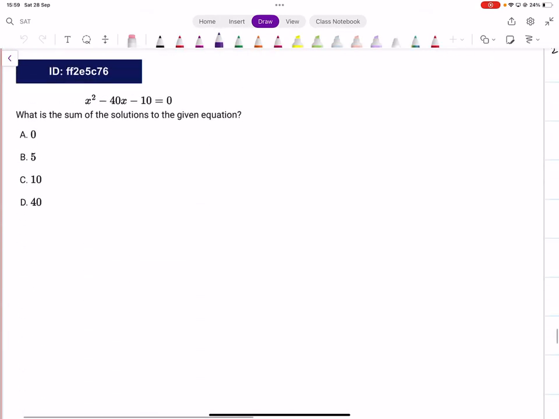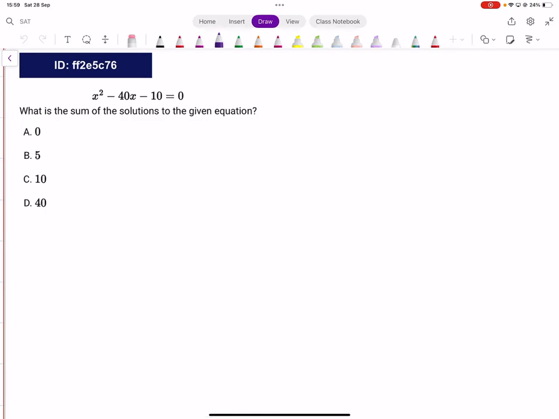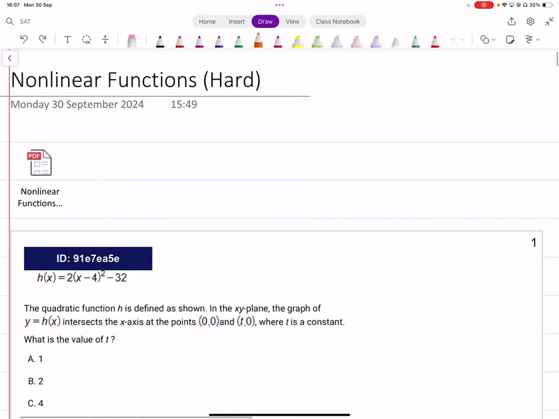Okay, last one for today. What's the sum of solutions to the given equation? You just need to remember the formula minus b over a. Minus into minus 40 divided by 1, which is 40, that's d. Okay, nonlinear functions, let's look at.